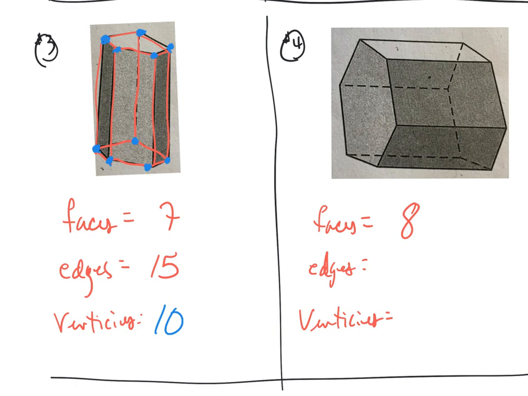The number of edges then would be the 6 edges that make up the hexagon on this side, the 6 on the back side, and then the 6 lines that would connect the front to the back. So 6, 6, and 6 makes a total of 18.